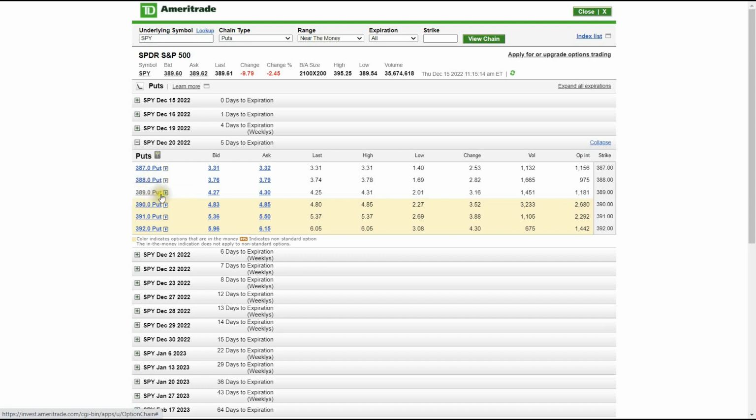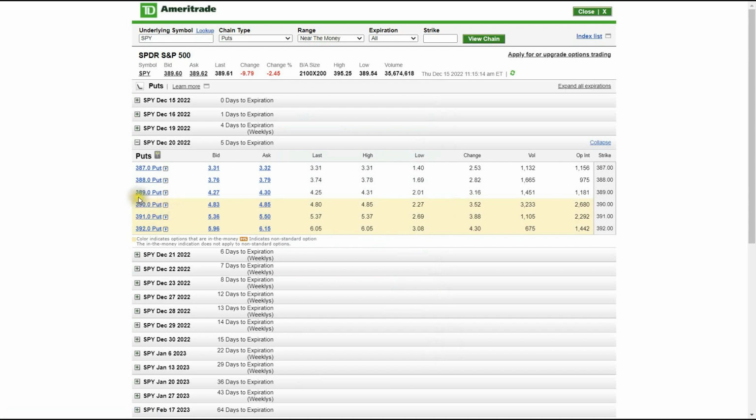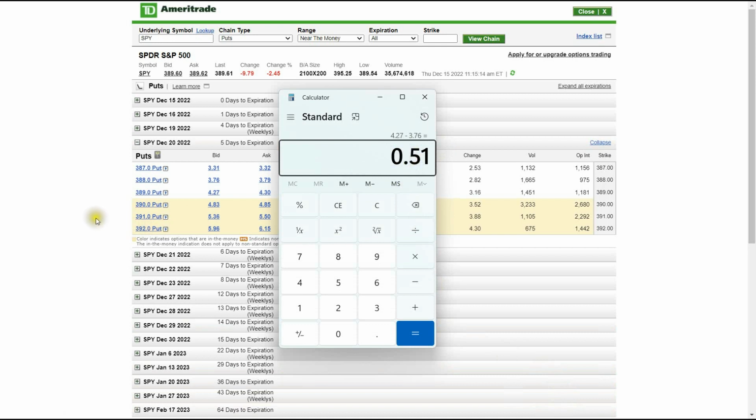You sell one put option at a higher strike price, and then you buy a put option at a lower strike price. So we're going to sell the 389 strike put, and then we're going to buy the 388 strike put on the S&P, and that's going to cost us $3.76. So basically, we profit the difference: 427 minus 376, so about 51 cents. And that's the premium that we earn. Remember, we sell the 389 strike put, which generates $4.27 in premium, but we also buy the 388 strike put for 3.76. The difference is 51 cents, or $51, because it's for 100 shares.